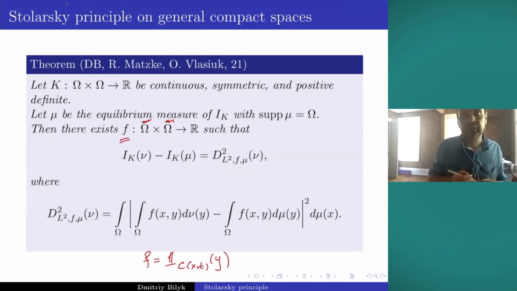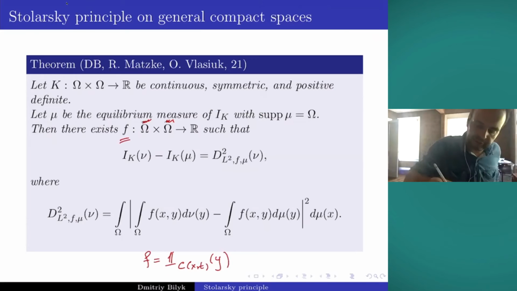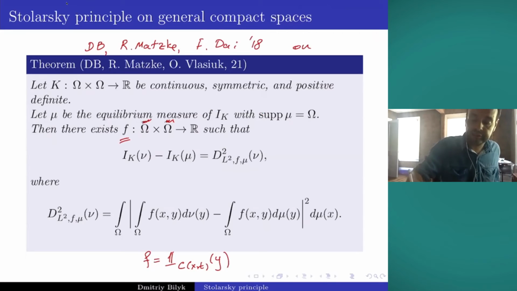And the way to construct it, actually, a similar theorem was first obtained by myself, Ryan Matsky, and Feng Dai a couple of years ago, probably 2018, on the sphere. Constructing this function f went through the spherical harmonic expansions, or Gegenbauer expansions. Here you need more general spectral decompositions, but it can be done. This function f becomes fairly abstract, but we know that it exists.